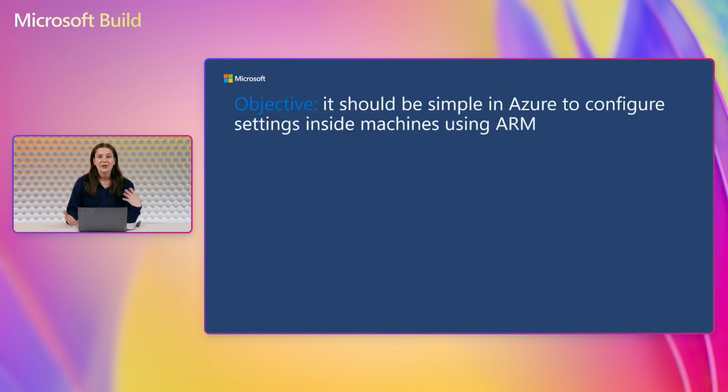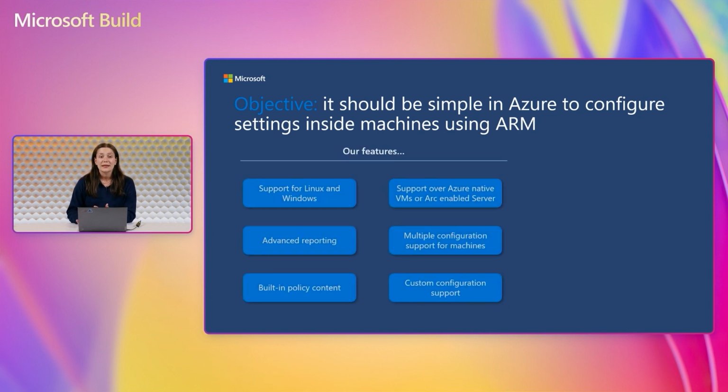Before we get into our feature set, what we're going to be talking about first is an objective. And that objective is that it should be simple in Azure to configure settings inside machines using ARM, the Azure Resource Manager. So with this goal in mind, we're going to start by talking about some of the features that we knew we'd have to iterate on in order to fulfill this objective.